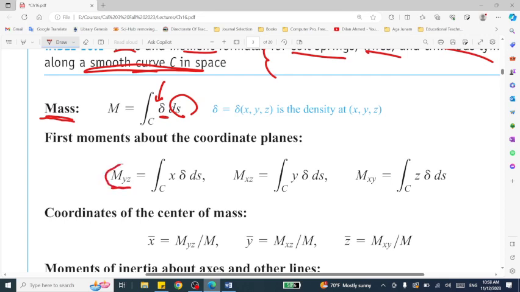If it's about the x-axis, x multiplied by what? Mass. Yeah, say mass. Y multiplied by mass, and z multiplied by mass. You got it, dears?